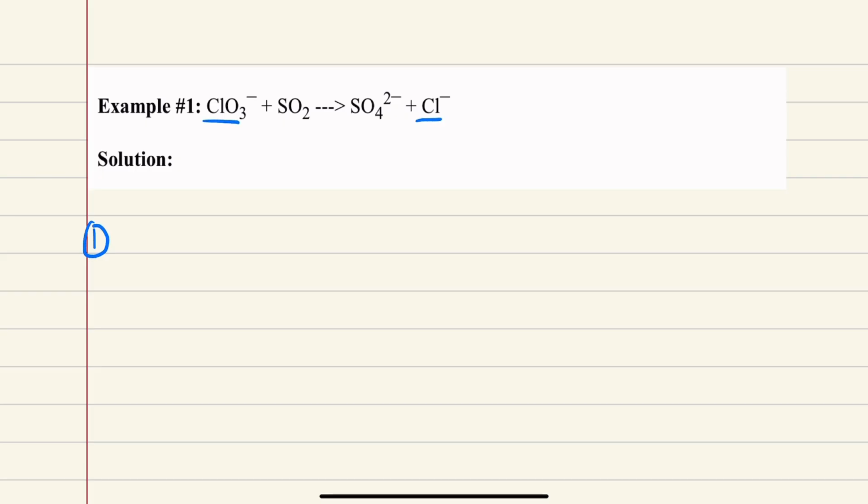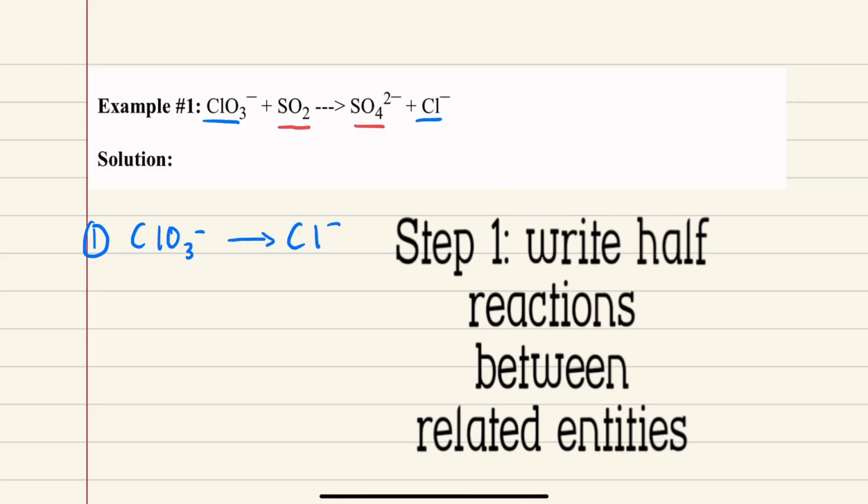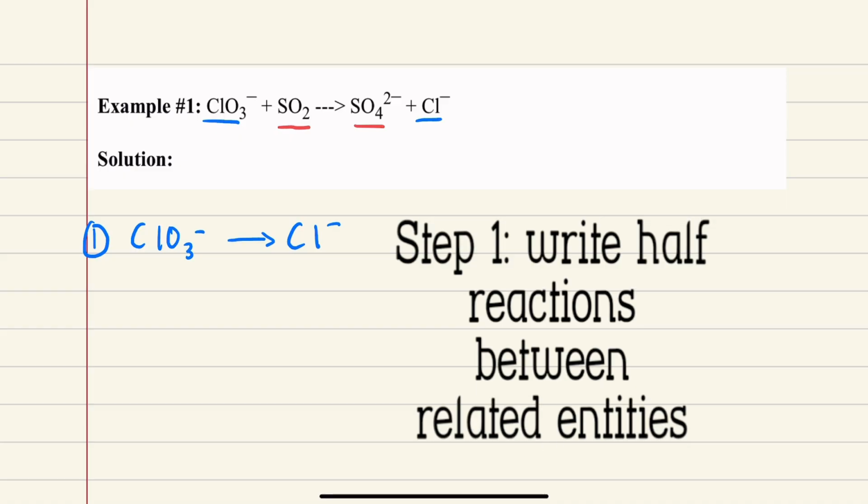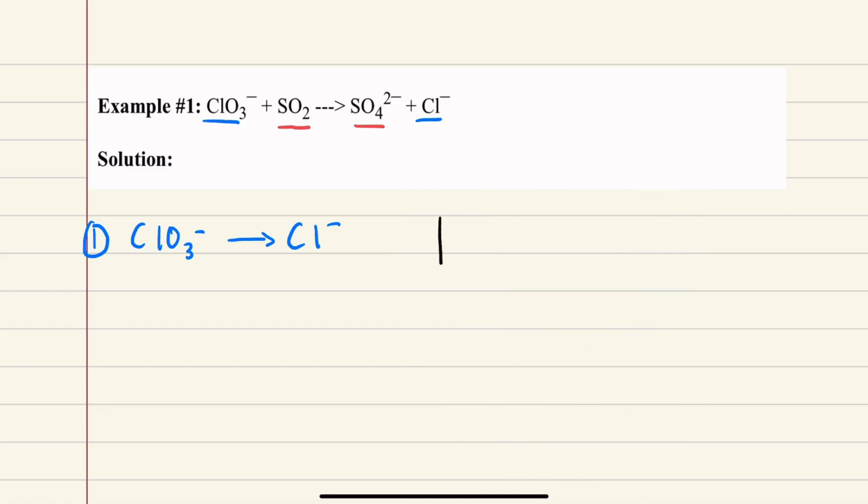So the first step to this process is to write half reactions between related entities. What we mean by that is that the reactant with chlorine is going to make a half reaction with the chloride anion, and the sulfur dioxide is going to yield a product of sulfate. That's because we shouldn't see elements turn into other elements. This is not nuclear decay, this is a redox reaction.